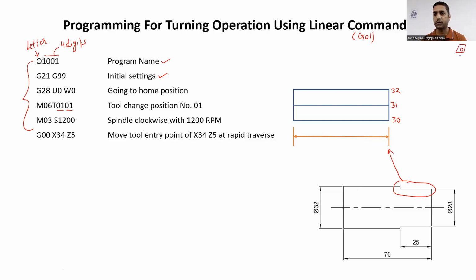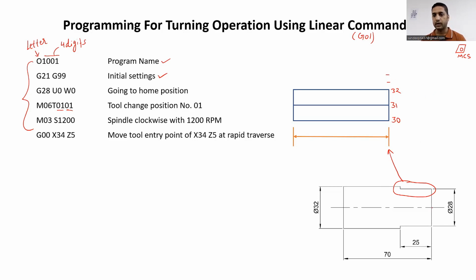So this is our home position, and we can also call it MCS. Now we are moving the cutting tool from its home position to this location X34 Z5. Now let me locate this location for you. So X34 will be above the 32, that is here it will be 33, this will be your 34. Now Z5 will be at what point?